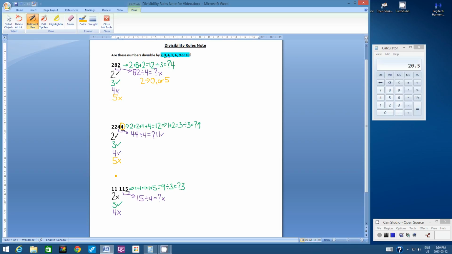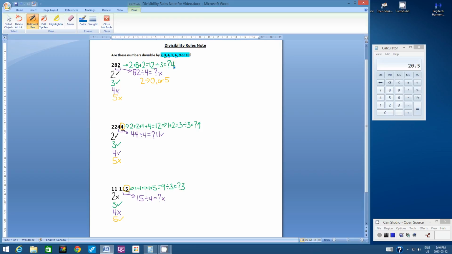Now let's look at this number. The last number, we immediately identify that it is a 5. So we know that this number, 11,115, is divisible by 5. That one was an easy one. Let's go to the divisibility rule for 6.